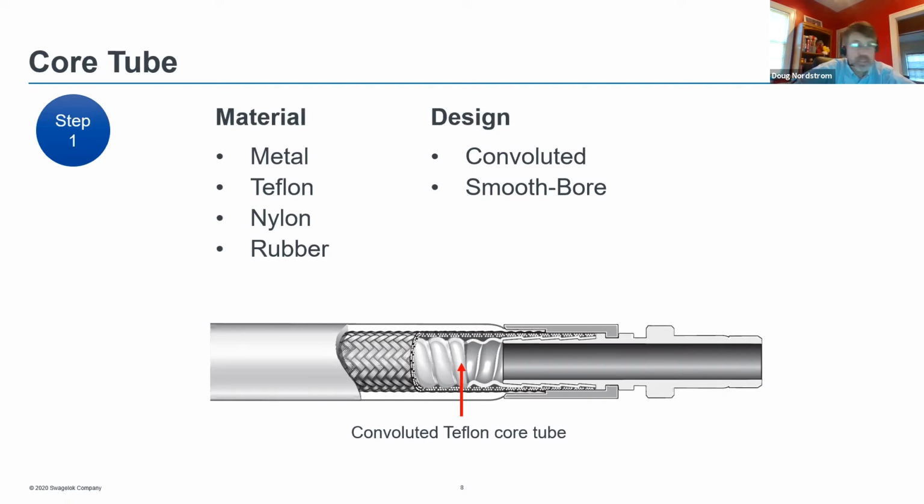And then there are essentially 2 different designs: a convoluted design that you see in this picture, and a smooth bore. They each have their advantages and disadvantages. And actually, for the convoluted design, there are really 2 different types of convolutions. This one is what we call a helical convolution, which gives it drainability. And there's also what we call an annular convolution, where the convolutes are all basically side by side. It's not a helical shape.